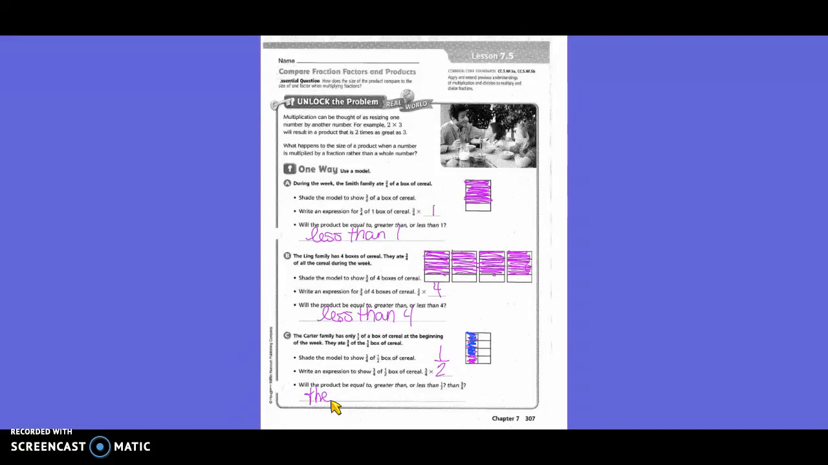The product would be less than both factors.